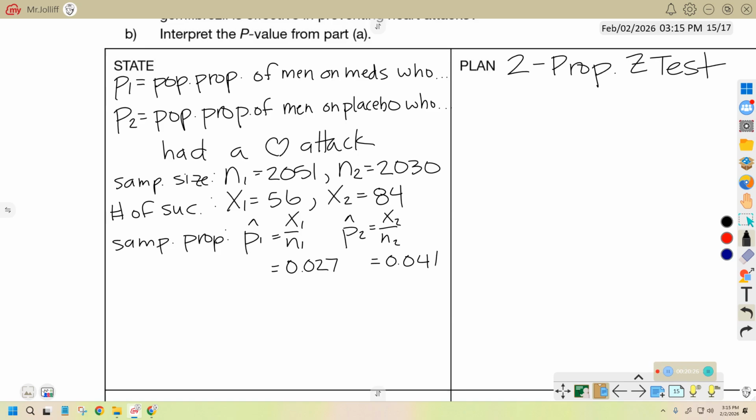What am I missing? It's the new guy. Yeah, p hat pooled, p hat c, which is x1 plus x2 over n1 plus n2. When you plug this in your calculator, parentheses around the numerator, parentheses around the denominator.